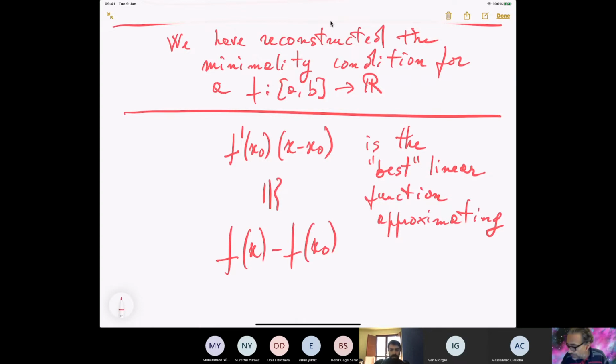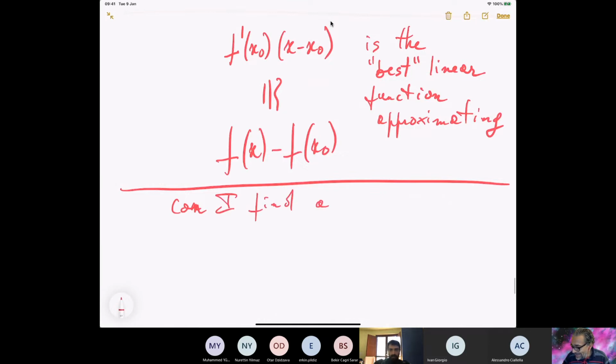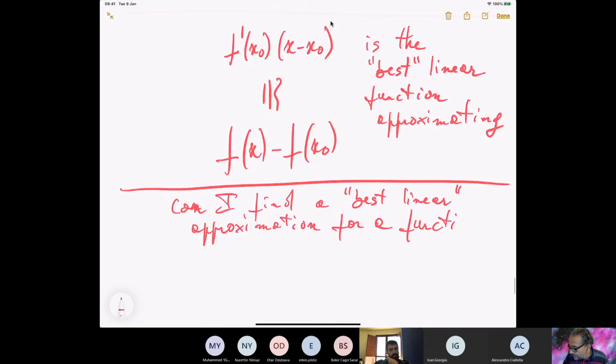Okay. So the idea is, can I find a best linear approximation for a functional? Okay? So this is the point.